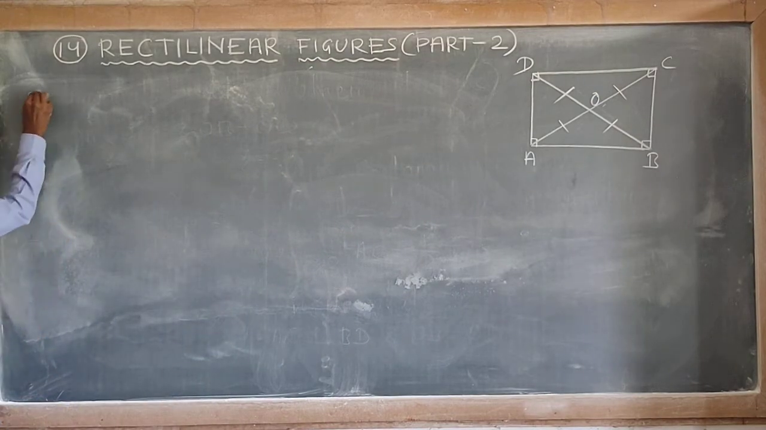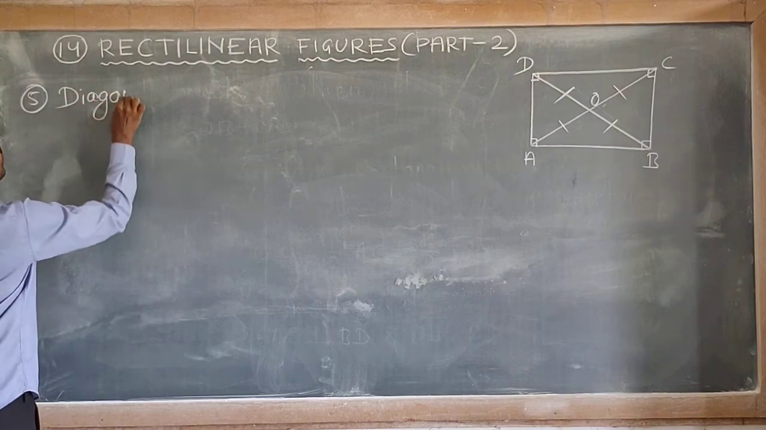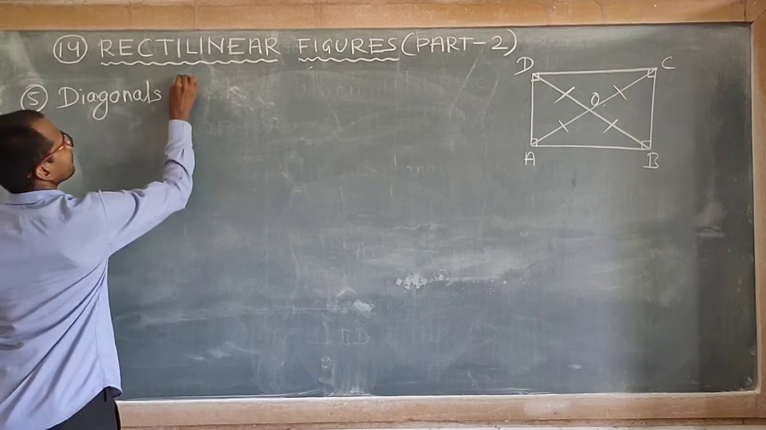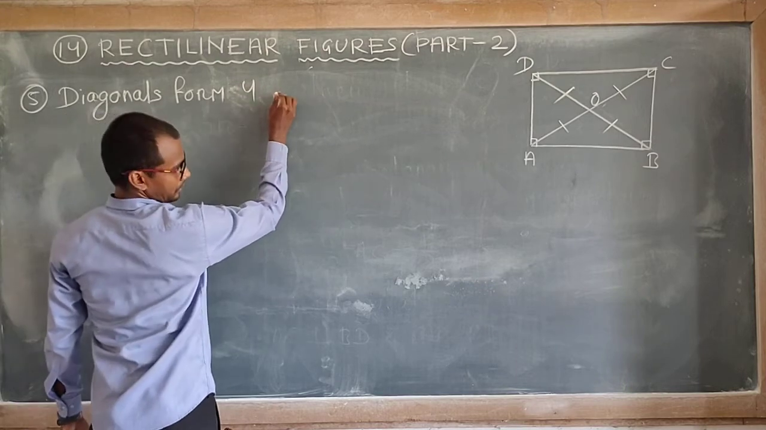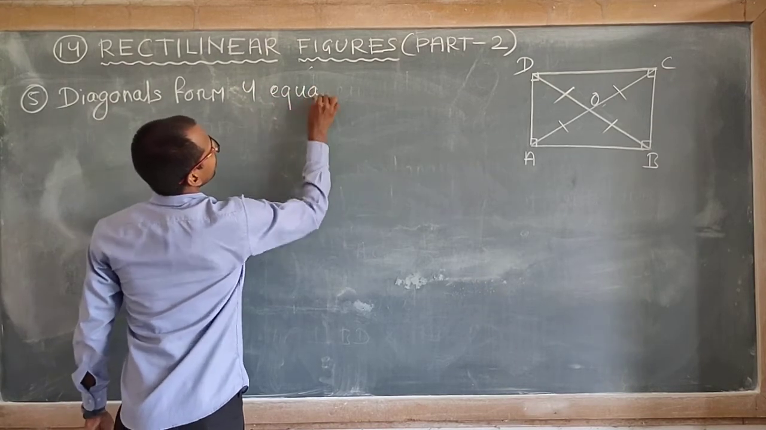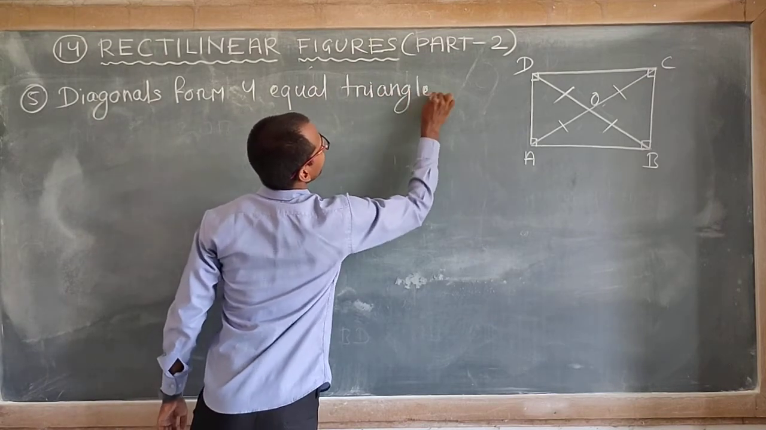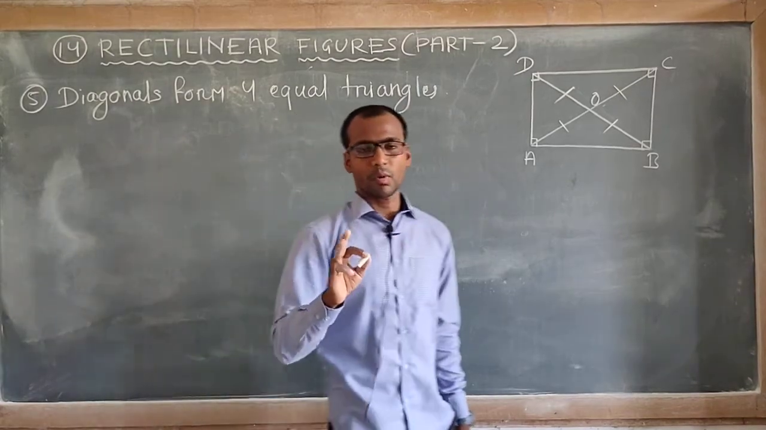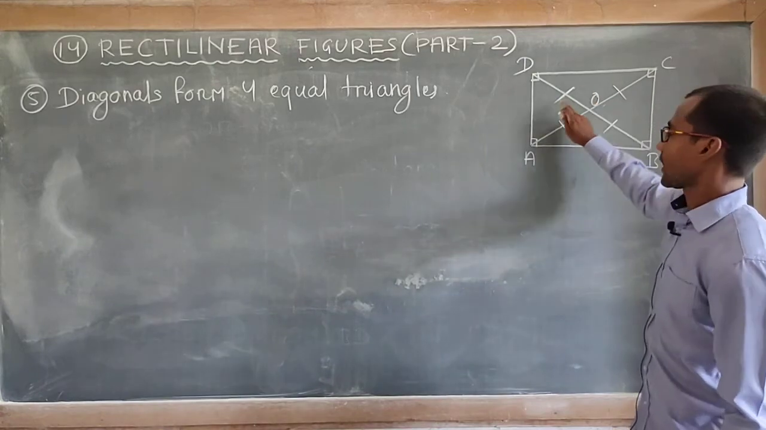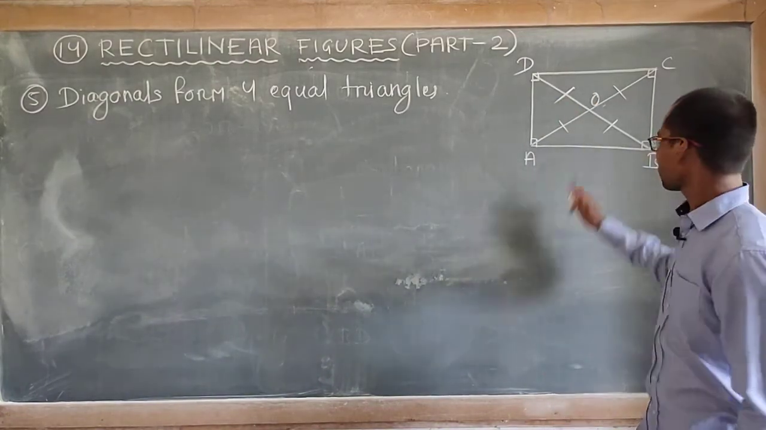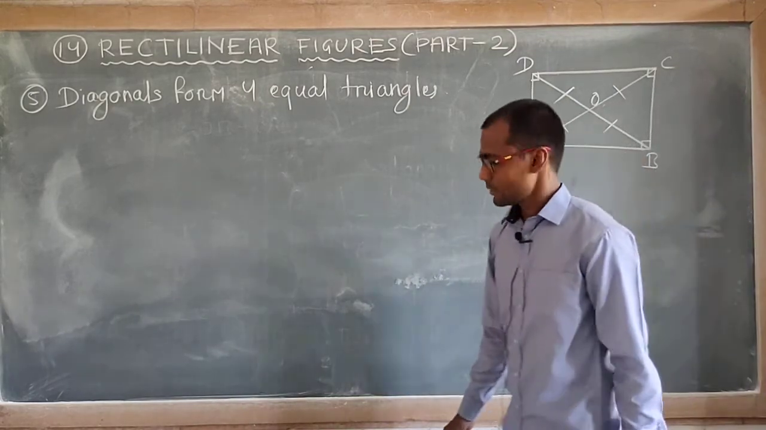The last property, diagonals form four equal triangles. This property was in parallelogram also. Four equal triangles means these four triangles will be equal in area, but they will not be congruent.